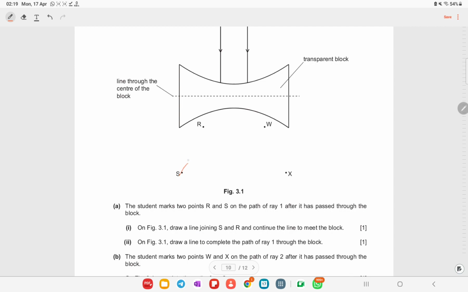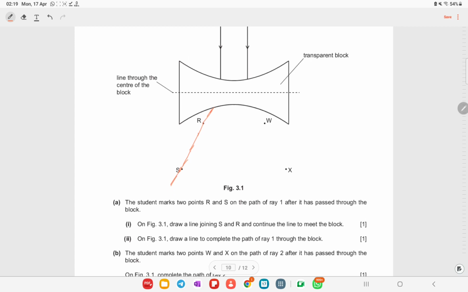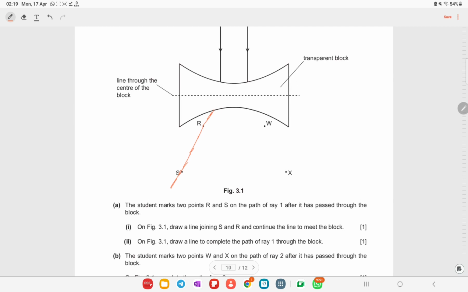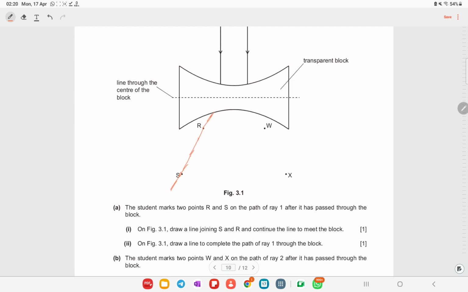So you have to draw a straight line with the help of a scale. I'm doing it without one, but you guys are going to use the scale. On figure 3.1, draw the line to complete the path of the ray through the block. So if you do this, I'll suggest it's going to be like this.